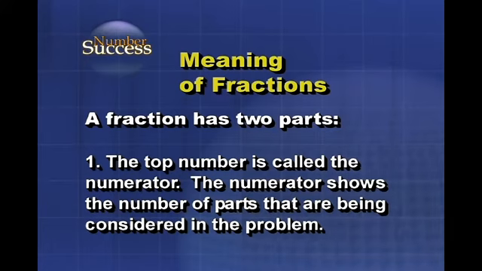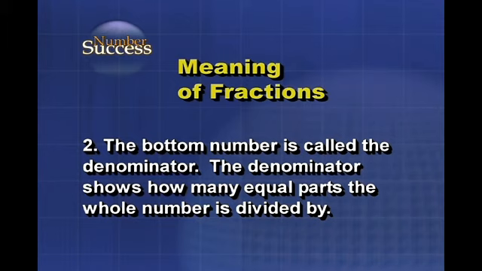A fraction has two parts. One, the top number is called the numerator. The numerator shows the number of parts that are being considered in the problem. Two, the bottom number is called the denominator. The denominator shows how many equal parts the whole number is divided by.